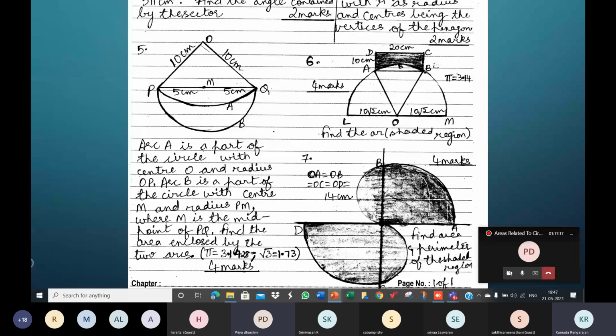Ma'am, I directly found the sector, ma'am. You directly found? Yes, ma'am. Okay, fine, no problem. You did not find the area of the triangle. All right. Ma'am, area enclosed by arc B is 39.285, ma'am. Very good. That's correct.